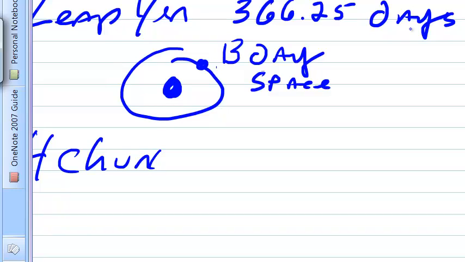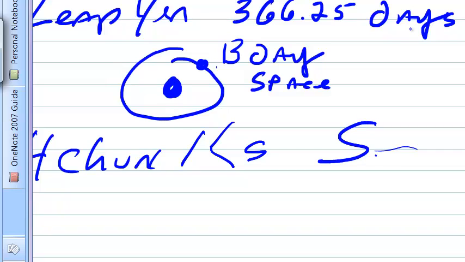There we go. Four chunks, and we do seasons. So we got four chunks, and these are our seasons. And with our seasons, there's a couple factors that cause it. The Earth spins on this little axis, and this little axis is tilted 23.5 degrees.